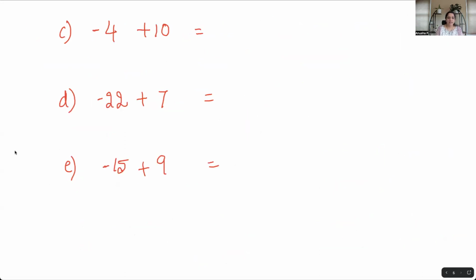Now, -4 plus 10. Again, both numbers have opposite signs. Just do the subtraction: 10 minus 4 is 6. Now keep the sign of the larger absolute value number. The larger absolute value is 10 here, and it has a plus sign, so it is +6. Now, -22 plus 7. In this case, again, both of them have opposite signs. Subtract the two numbers: 22 minus 7 is 15. And keep the sign of the larger absolute value number, which is -15.